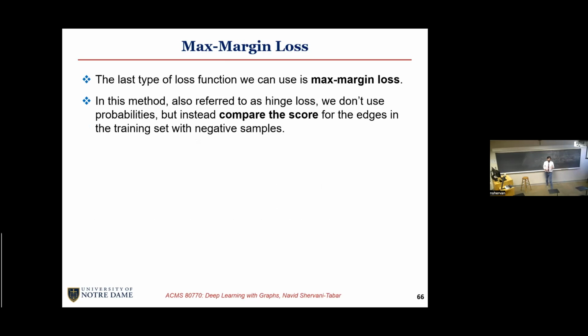So the last type of loss that we can use for training multi-relational embeddings is max margin loss. It is similar to the cross entropy loss in that it compares negative samples and positive samples. But the difference is that this uses the direct score given by the decoder instead of turning it into a probability.